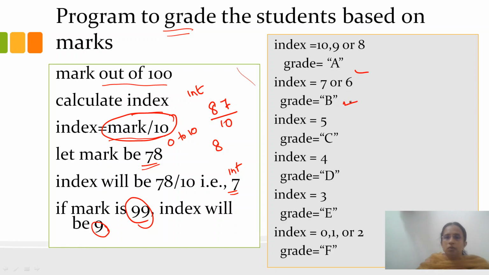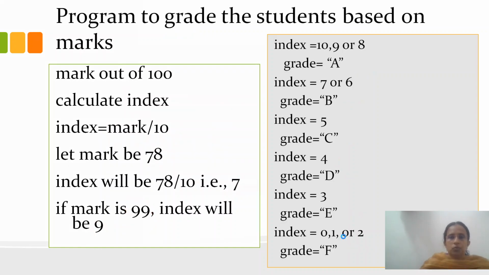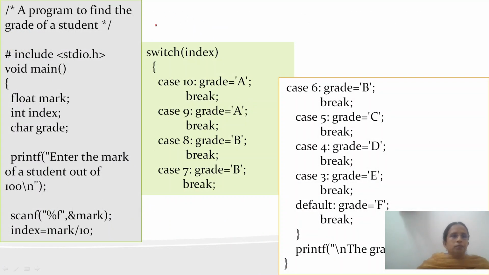7 or 6 grade will be B, 5 grade C, and 4 grade D, 3 grade E, and 0, 1, 2 grade F. Okay. See the program. A program to find the grade of a student. Hash include stdio.h because we have printf and scanf statements here.